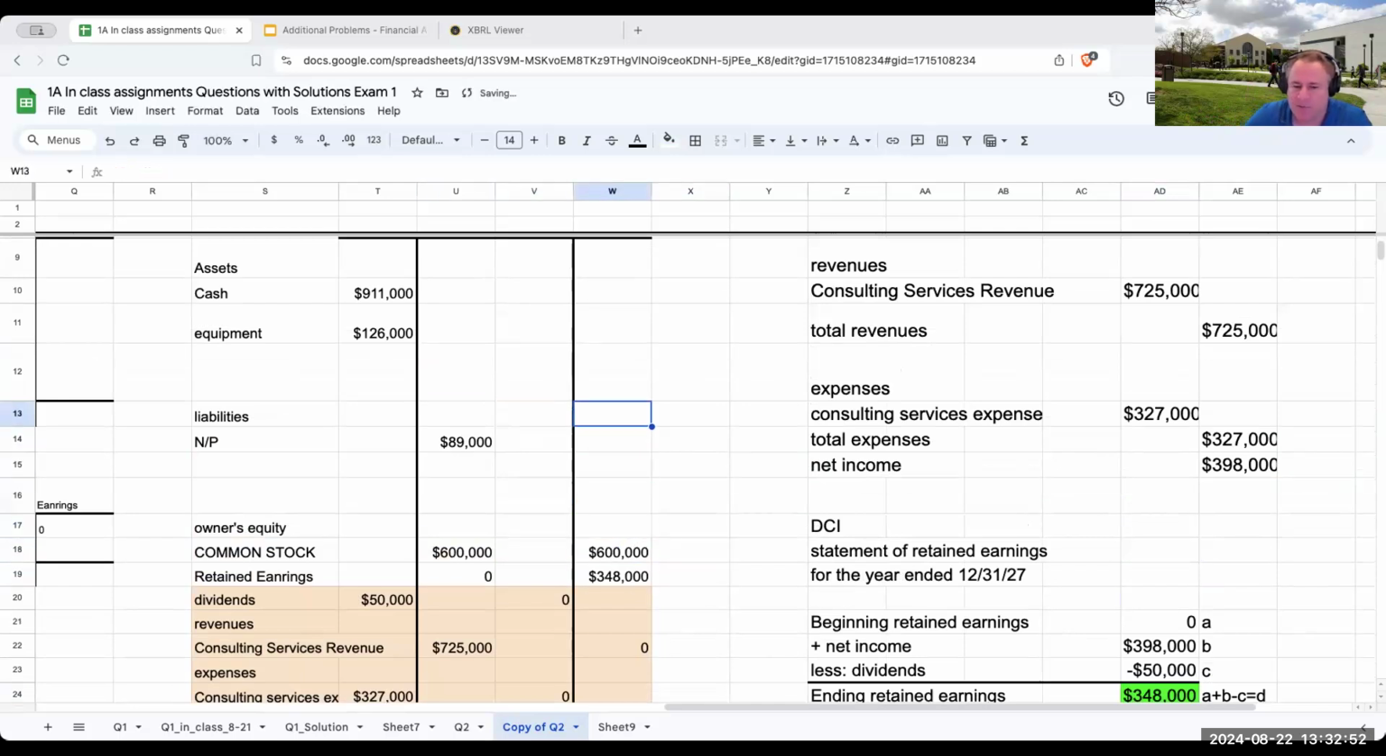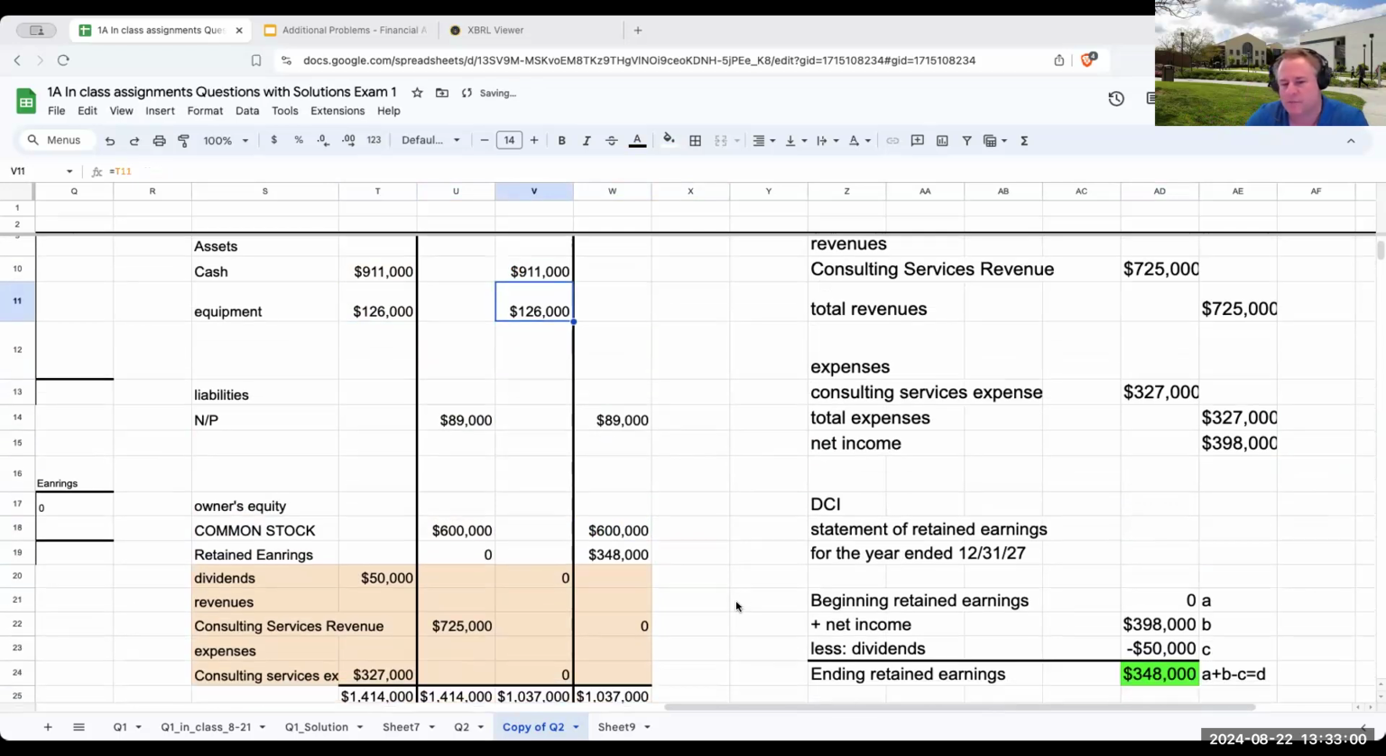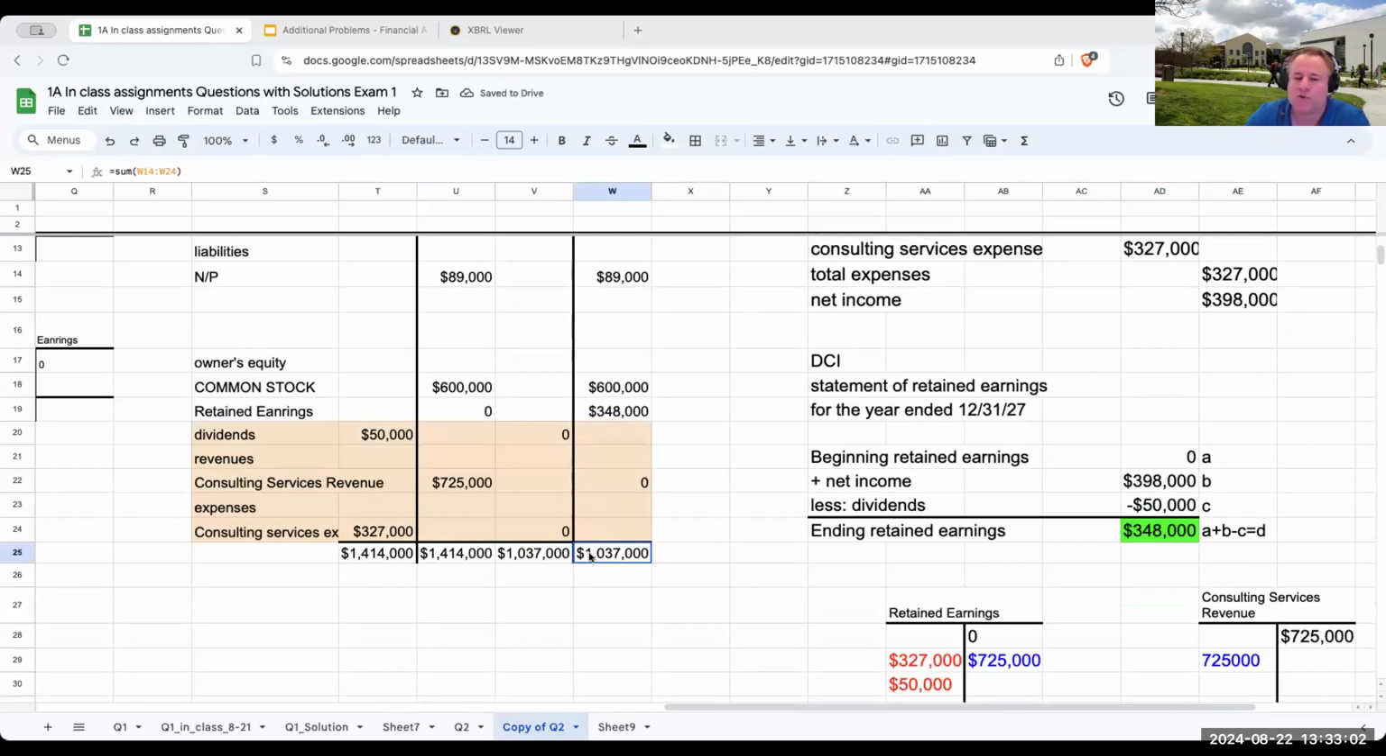I still have common stock of 600, still have notes payable of 89. I still have equipment and cash of 911,000. So my total ending balances, my total debits still equals my total credits. So again, the closing process, I'm just closing it out to retained earnings.